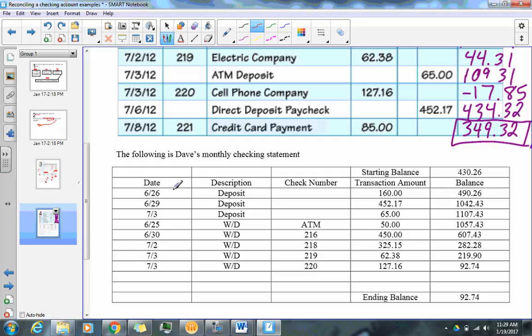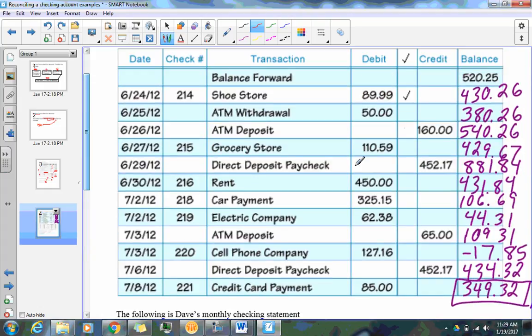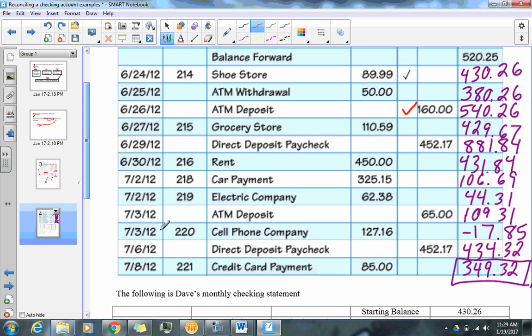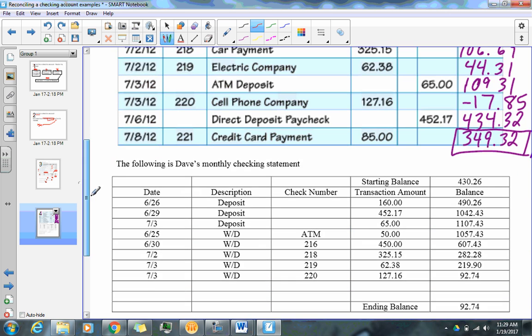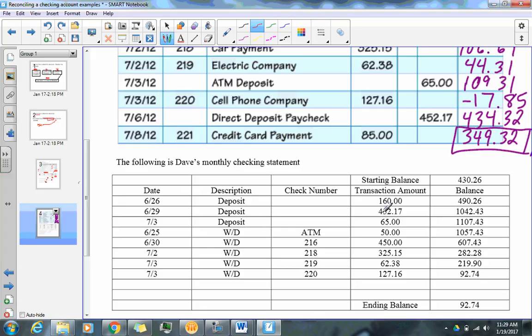So a deposit of $160, 160. Check. Now, if you notice, there's already a check here for the $89.99 one. That just means the problem looked at the previous month; they checked it off. The person whose checking account this is. All right. Oh, Dave, that's his name. All right. Now the next one is a deposit of 452.